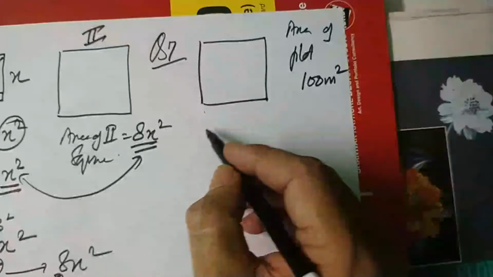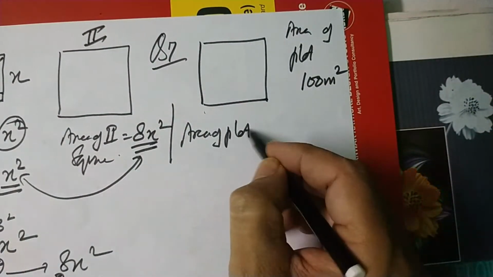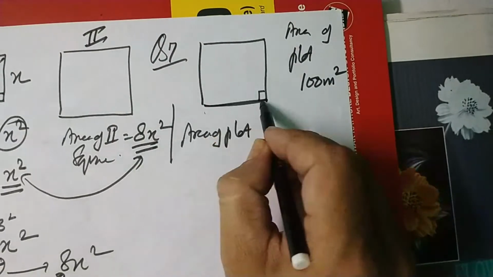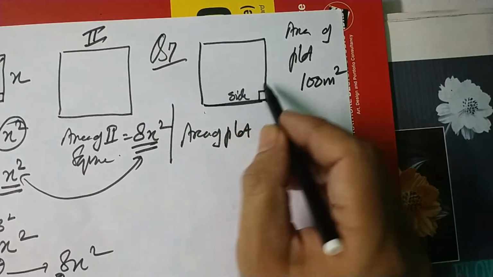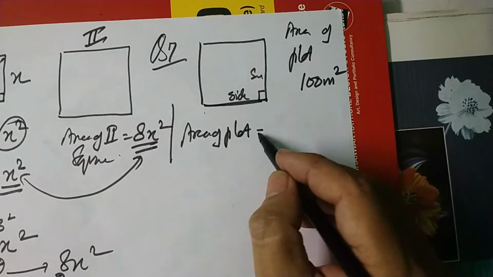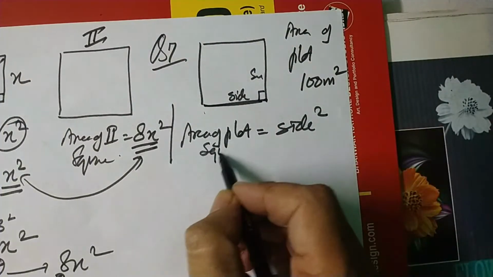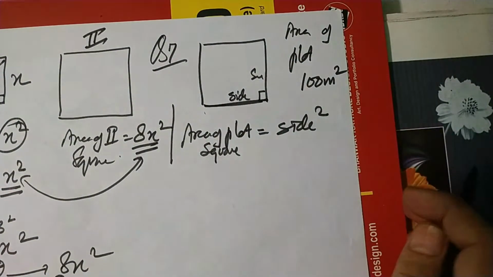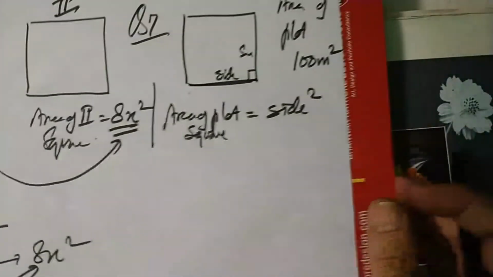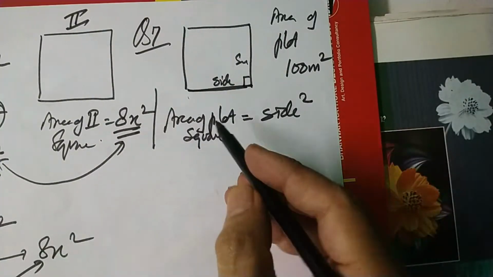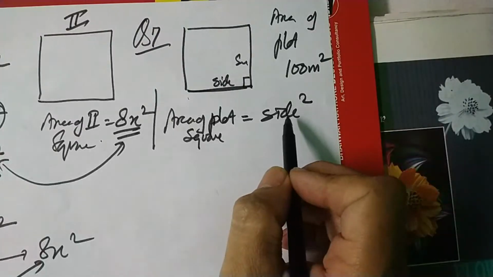Find the side. So I will use the area of the plot. This is a square, so I will use side. The area of the plot is equal to side square, which is a square plot. So what is the area of a square? We have been using that the area of the square is equal to side square. So here also I will use the area of the plot. The plot is in the form of a square, so the area of the square plot is side square.